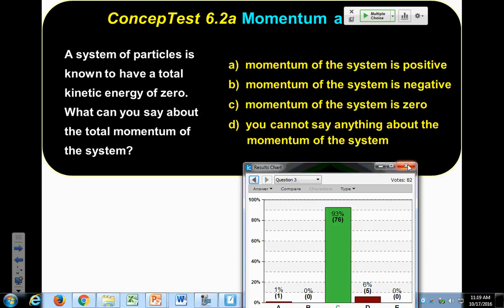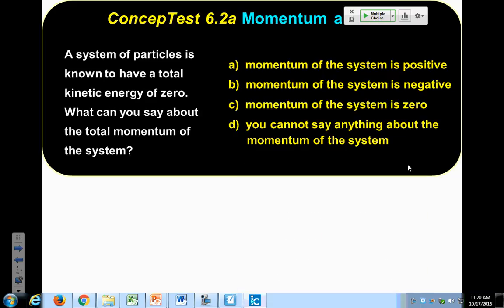I think we had a very similar, maybe an identical question here. But if the kinetic energy is 0, that means the particles aren't moving. Right? And if the particles aren't moving, then they have no momentum.